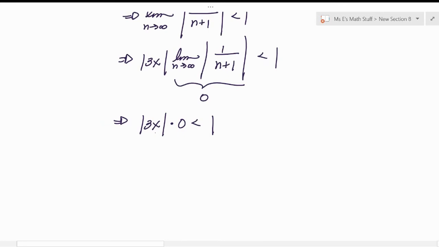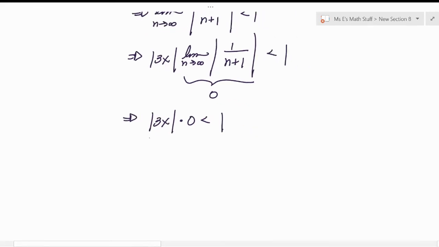You're looking for the x values that would make this statement true. And I hope it makes sense that it doesn't matter what x is. The left side is going to equal 0. And so you're going to have something less than 1 no matter what x is, which means that there's no restriction on x at all. So the solutions to this statement would be x could be anything from negative infinity to infinity.